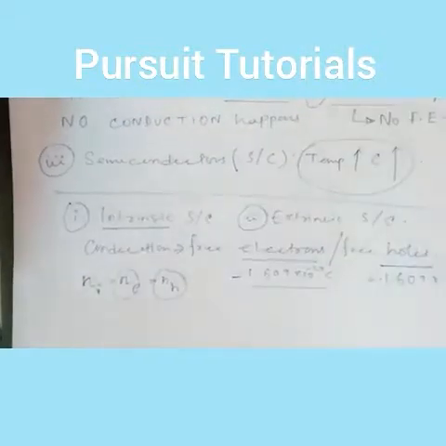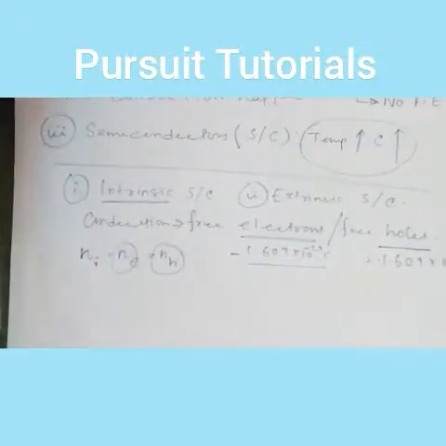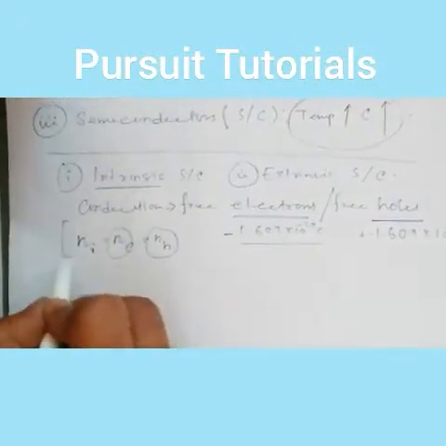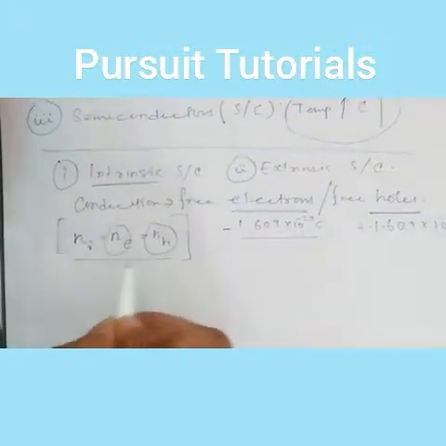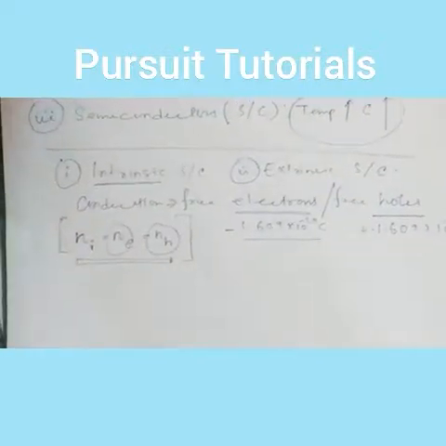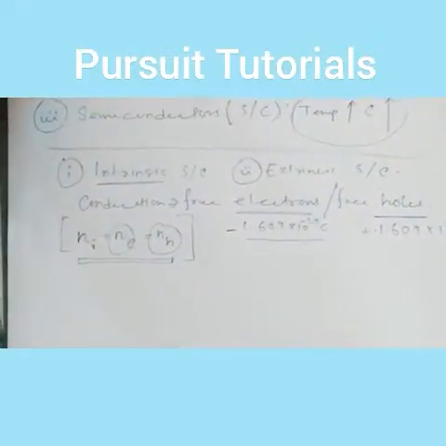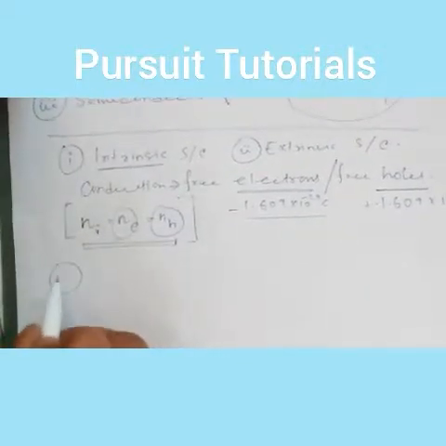Otherwise, it would have some kind of charge, and it would act like some kind of ion. So you won't go through those kinds of ion principles. As far as this video is concerned, we will go for Ni is equal to Ne is equal to N of H, right? So next we will go to extrinsic semiconductors.